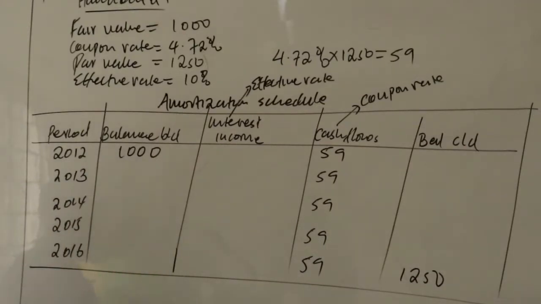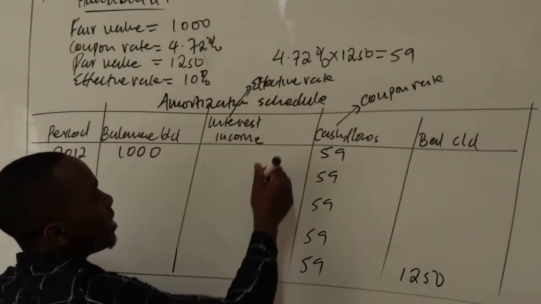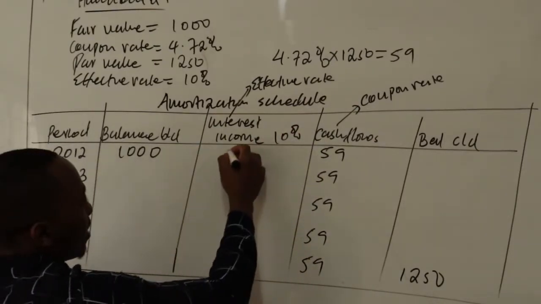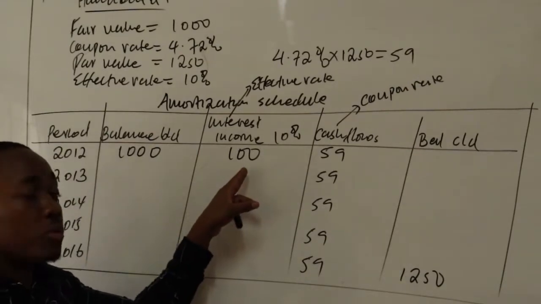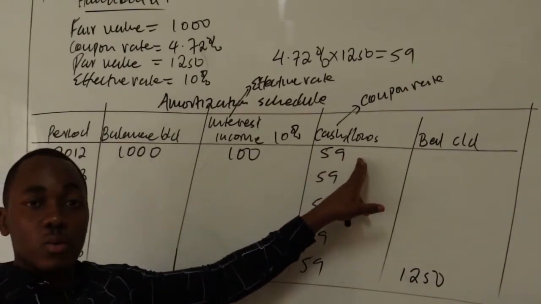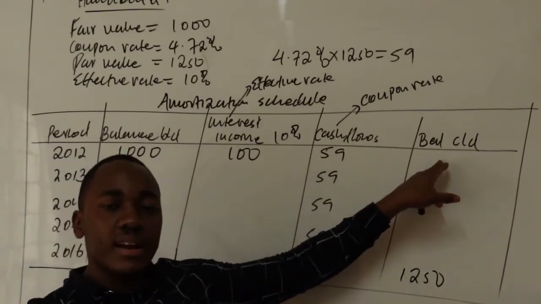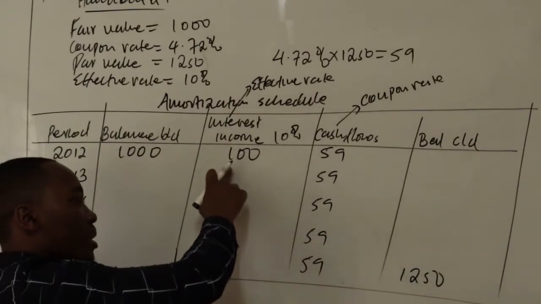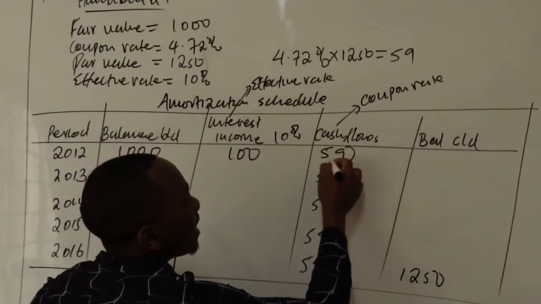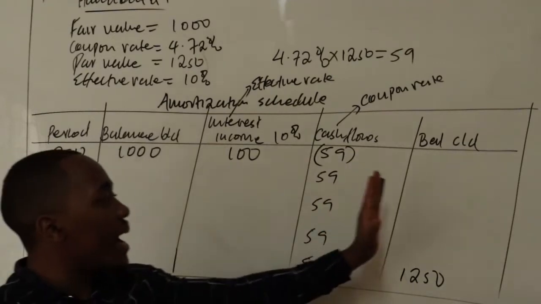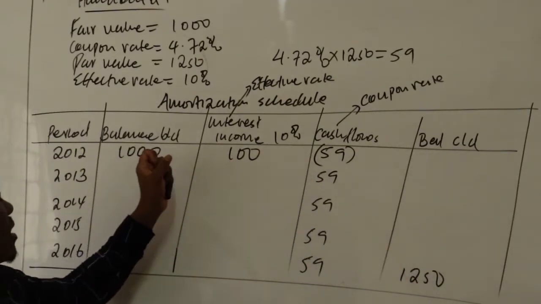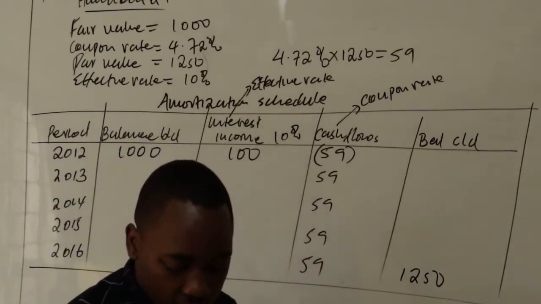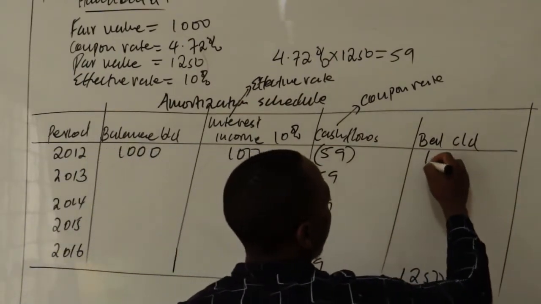It's 1,000. The interest based on the market rate, remember the effective rate was 10%. So you take 10% of 1,000, which is 100. This is what you are supposed to receive currently. But you already received what you agreed, which was 59. So how much is the balance carried down? This is what you do. Balance brought down at 1,000. You are supposed to receive 100, but you have only received 59. That's what you have received. So how much will be the balance carried down? It's 1,000 plus 100, and then you minus 59, and you get an amount of 1041.